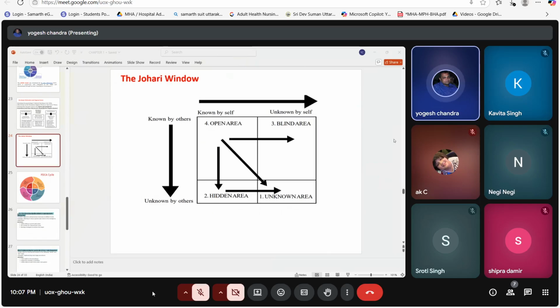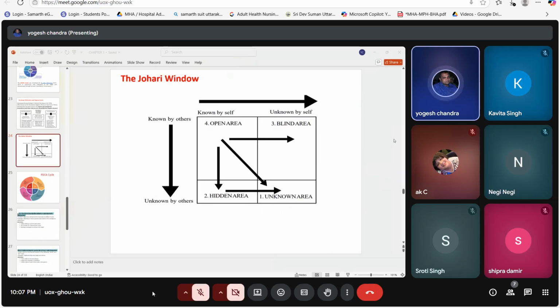Suppose there is one doctor, okay? That doctor knows about himself that he is very much skilled in performing operations and all that, and his colleagues also know that. Yes, this particular doctor, Dr. Ramesh, is a good expert surgeon and all that. That is the open area.